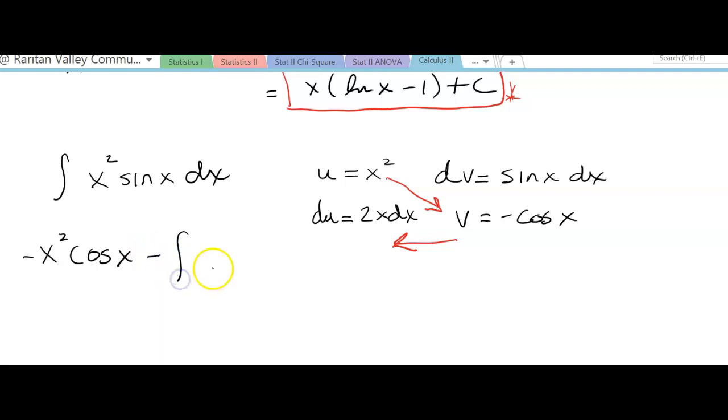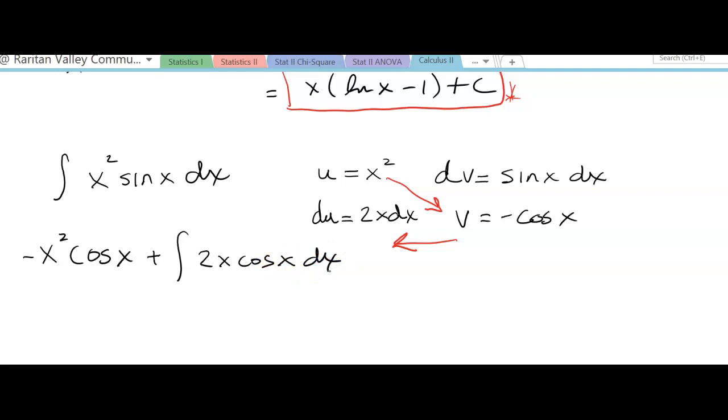Minus the integral of negative cosine x times 2x dx. I can bring that minus out and make that a plus, right? And just make it cosine. Actually, hold on, I want to put the 2x first: 2x cosine x dx.